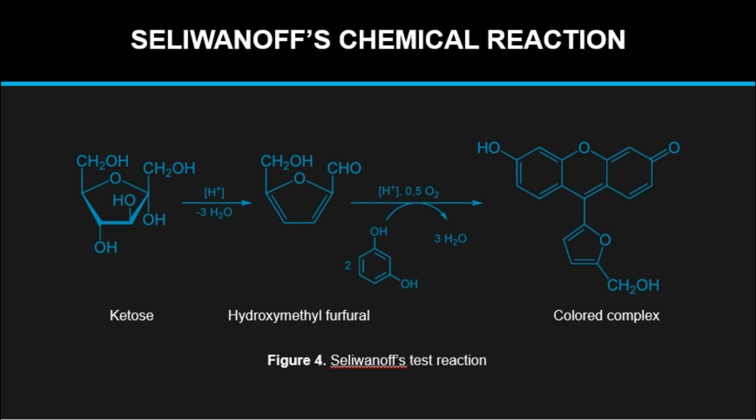So here is the mechanism of the Seliwanoff's reaction. It is shown on the screen. A ketose sugar, a dehydrating acid was added, hence dehydration occurs, forming a furfural derivative, then added with the condensation reagent, which is Seliwanoff's reagent, hence the formation of the colored complex.